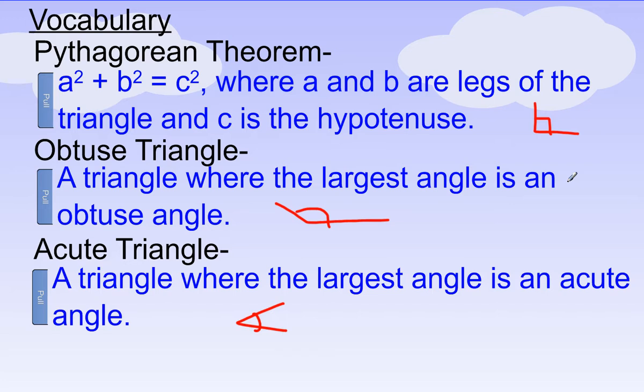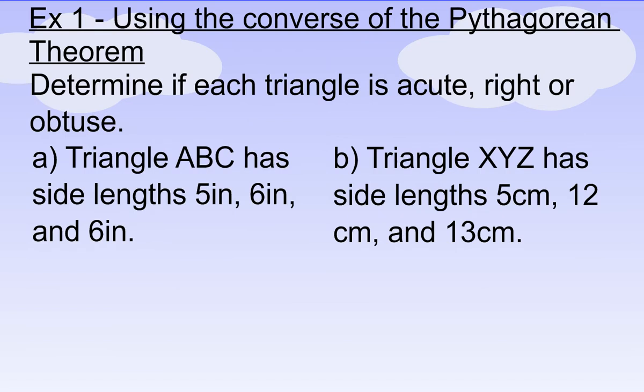So in this lesson, we're going to use the Pythagorean theorem to check to see if a triangle is acute, right, or obtuse. Then from there, later on, we might be able to use that knowledge and then solve a problem based off of it. But let's start at the beginning. Determine if each triangle is acute, right, or obtuse.